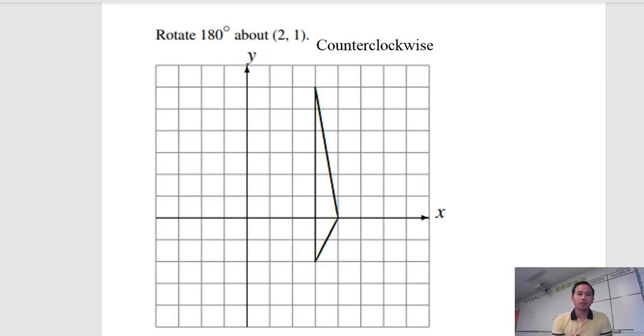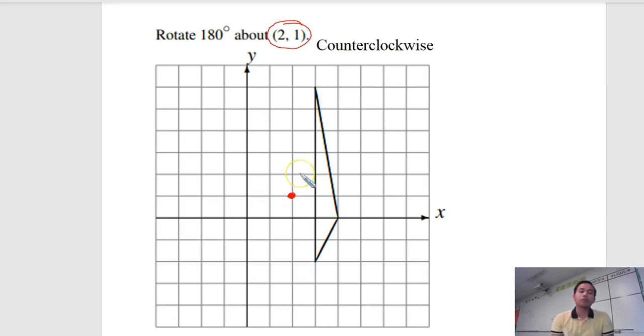The first thing we are going to do is to plot your given point of rotation, which is 2, 1, that is 1, 2, and 1. So this is now your point of rotation here.